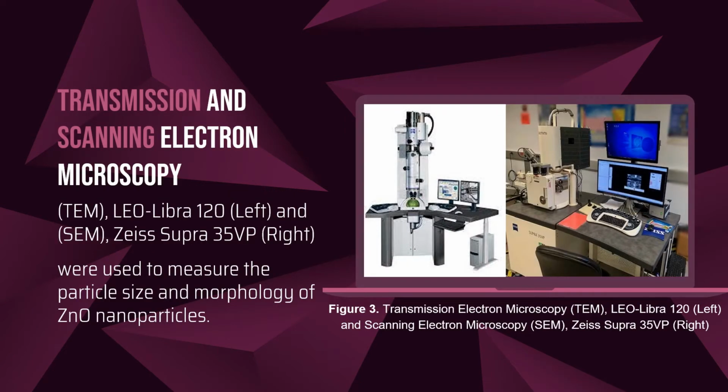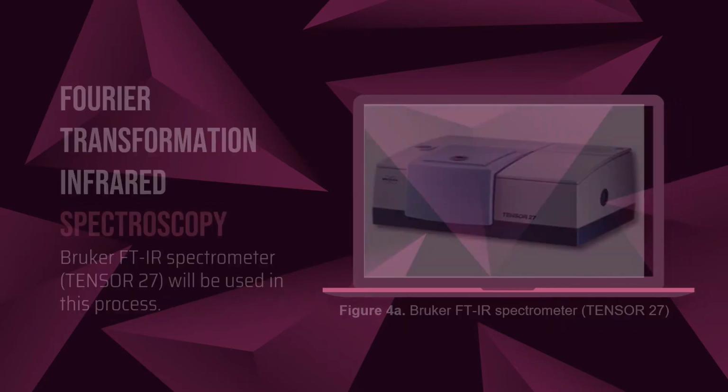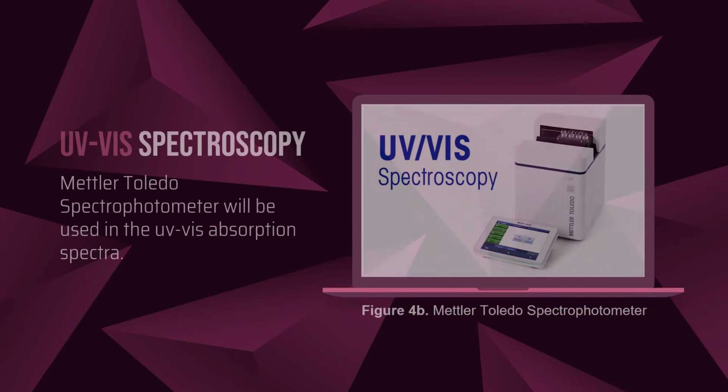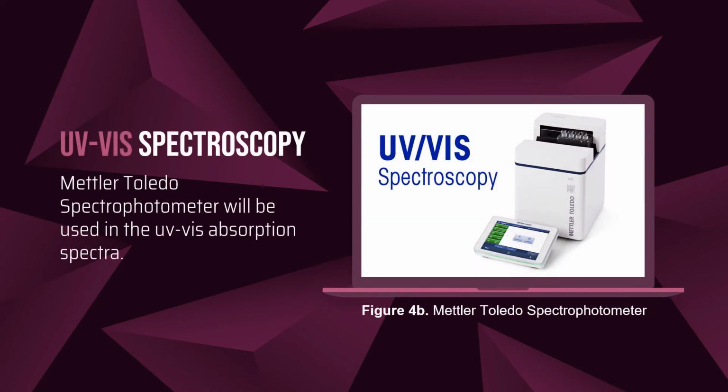Figure 3 shows two different microscopes that were used to measure the particle size and morphology of zinc oxide nanoparticles, transmission electron microscopy, and scanning electron microscopy. Bruker FTIR spectrometer Tensor 27 was also used in Fourier transformation infrared spectroscopy. And lastly, Mettler-Toledo spectrophotometer will be used in the UV-Vis absorption spectra.